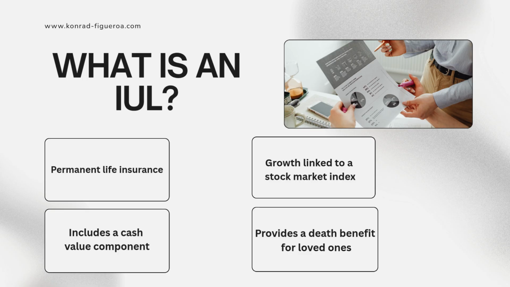So what is an IUL? An IUL is a type of life insurance that lasts your whole life. And as long as it's properly funded, it does two main things. First, it gives money to your family if you pass away. Second, it allows you to build savings over time. Think of it like a combination of life insurance and a special savings account.